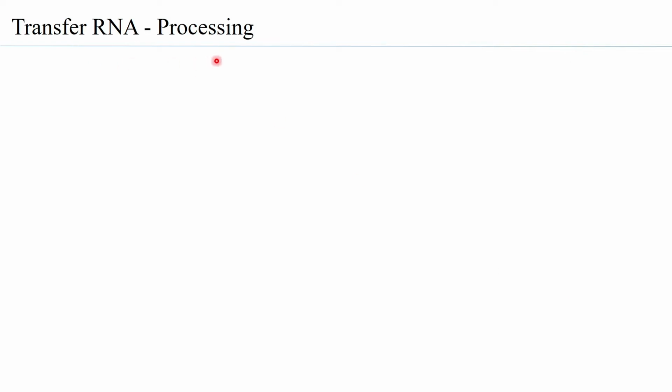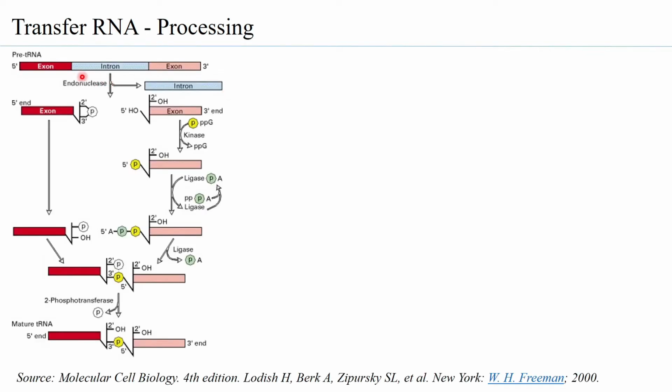Now we look at the processing itself, and within processing, specifically splicing. The splicing mechanism in pre-tRNA is very different from that in pre-mRNA. We all know that mRNA is spliced by the spliceosome machinery. In this case, you don't have a spliceosome machinery, but a very specific set of proteins that form a complex that again removes or excises the introns.